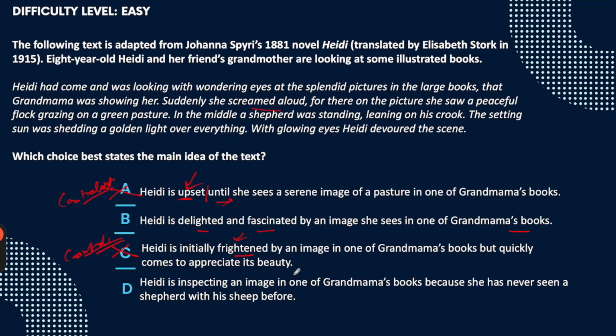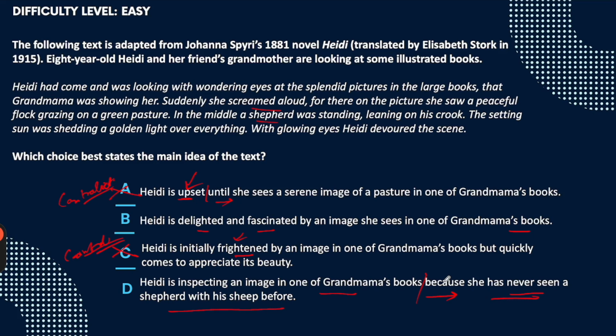H is inspecting an image in one of grandma's books, because she has never seen a shepherd with his sheep before. I do remember seeing this mention of a shepherd in that particular image, but do I know if she has seen a shepherd earlier or not? Nothing about that has been stated to me in the text. Right? I mean, she's definitely inspecting an image. She's looking at that image. Right? Everything was fine till here. I could have still said that, okay, it sounds fine. But later as I start reading, I mean, where is this part coming from? She has never seen a shepherd. That was never told to me in the text.